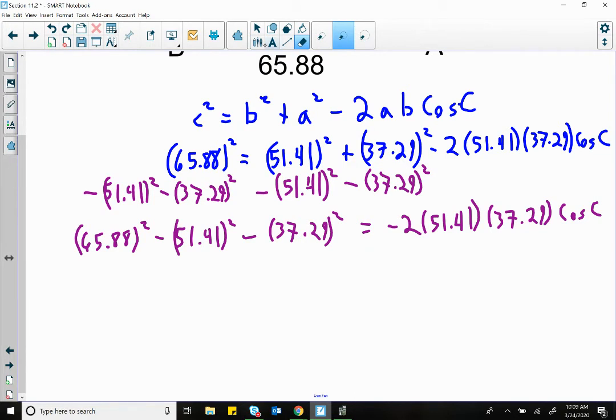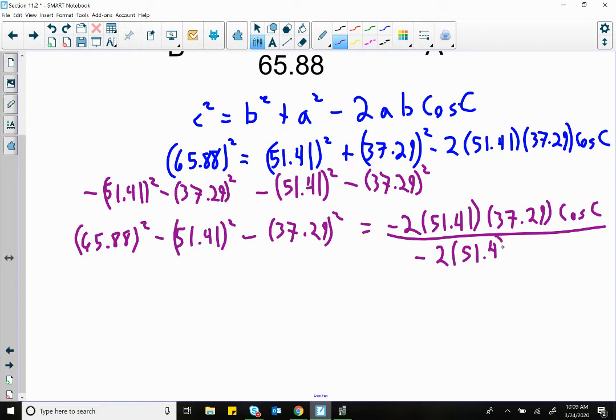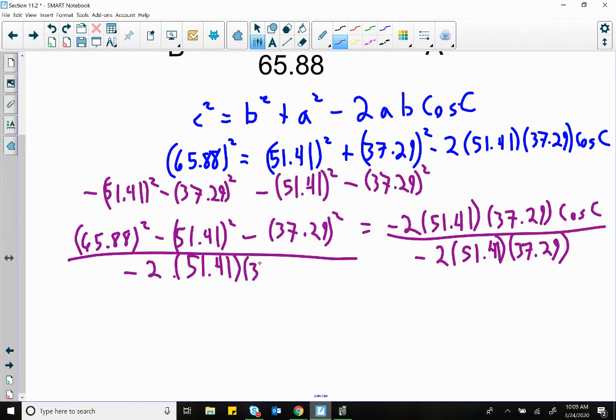Again, all of this is multiplication right here. So how do I get rid of multiplication? Divide. So we're going to divide by negative 2 times 51.41 times 37.29. We're going to divide all this side by negative 2 times 51.41 times 37.29.